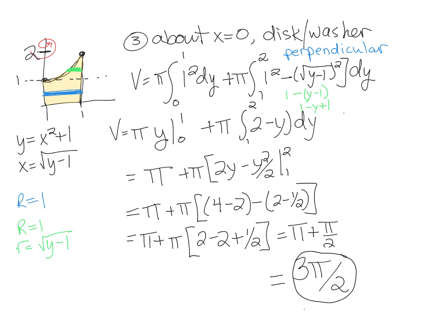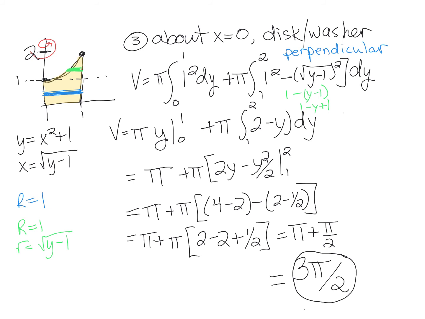Okay, for number 3, we were going about a different axis. X equals 0 means we're rotating about the y-axis now. We're told to use the disk washer method, which means our elements must be perpendicular to the axis of rotation. So I'm forced to do dy here. Same situation as the last one. We have to split it up where the edges change from being just 0 on this side to being the curve itself. We have to use a dy.